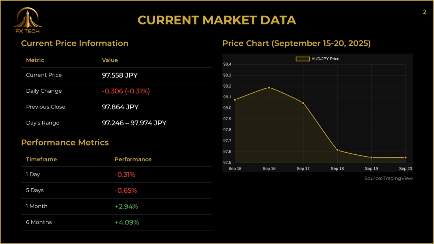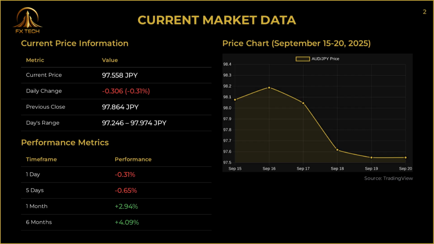When we examine the performance across different timeframes, we notice an interesting pattern. While the short-term performance shows weakness with a 5-day decline of 0.65%, the longer-term trend remains positive with a monthly gain of 2.94% and an impressive 6-month performance of 4.09%. This divergence between short-term weakness and longer-term strength is a key characteristic of the current market environment.